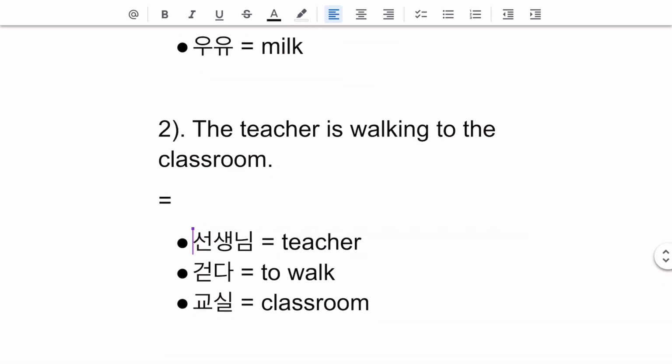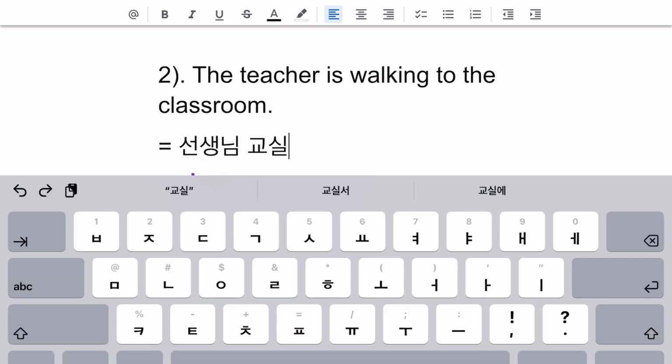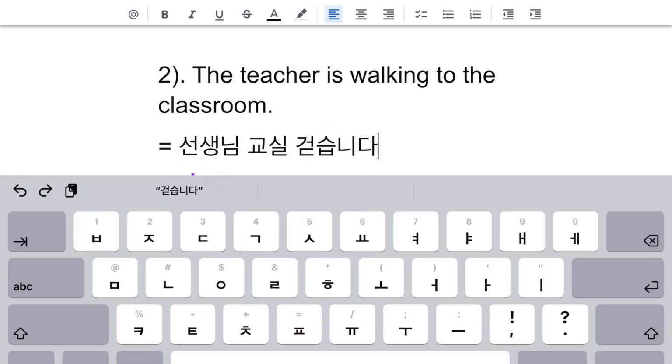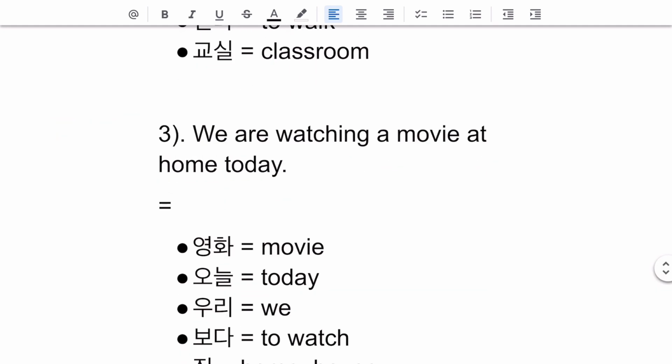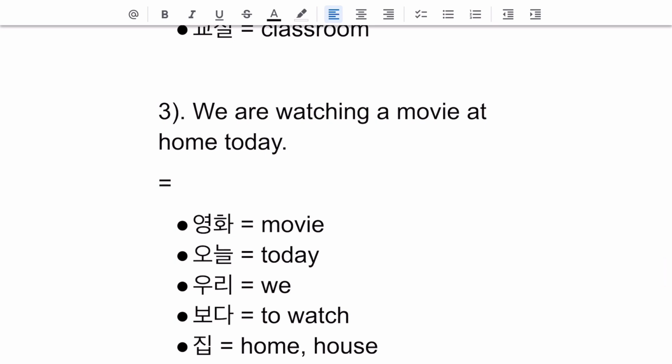Number 2, the teacher is walking to the classroom. 선생님, 교실. I'm just going to do this formal. 걷습니다. 선생님 is our subject. 선생님은 교실 걷습니다.